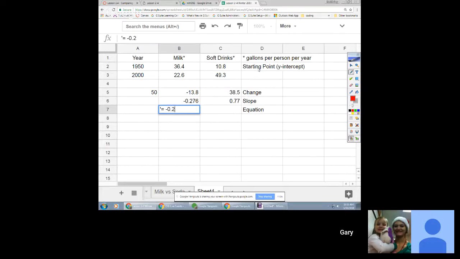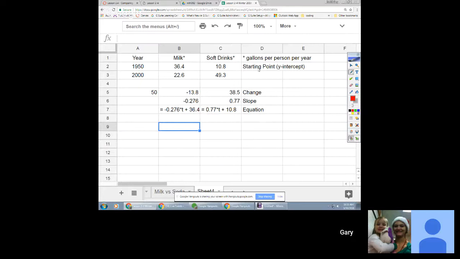Negative 0.276 times, I'll call it T for now, for time, plus the starting point for milk is 36.4. Notice it didn't try to do a calculation. If I didn't put the apostrophe in there, it would scream at me I made a mistake. So apostrophe equals 0.77 times time plus the starting point of 10.8. So that's going to be my formula for soft drinks, my formula for milk.